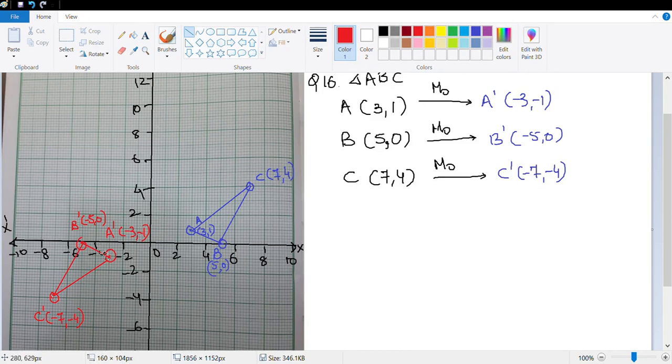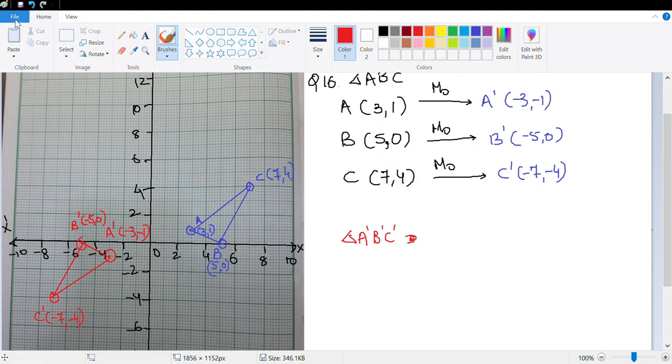So this is the reflection of this triangle. Triangle A dash, B dash, C dash is this triangle, and this is triangle ABC. Perfect. Done. Let's look at the next question.